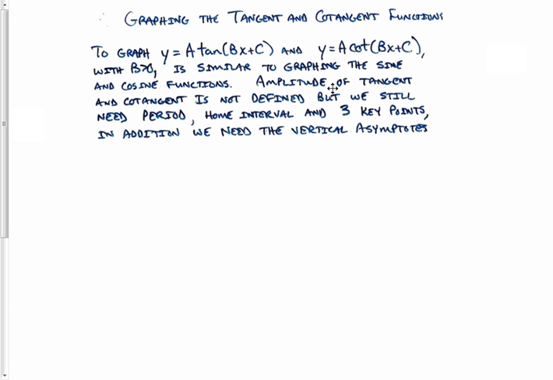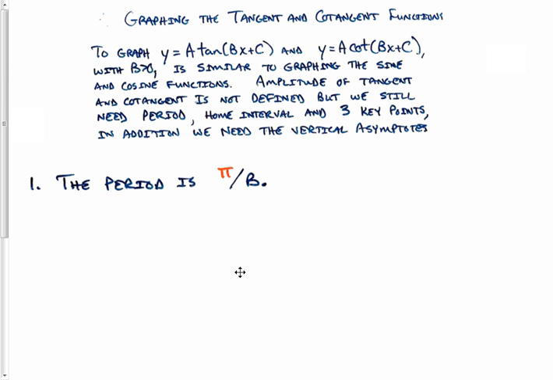In the case of tangent and cotangent, there's no such thing as an amplitude because you don't have a highest place and a lowest place on the graph. But the number a in front will either stretch it out or compress it toward the x-axis. If the absolute value of a is bigger than 1, it'll be stretched out and not as curvy, and if the absolute value is less than 1, it pushes it toward the x-axis, making it stubbier. Anyway, we still need to know the period, and from that we'll calculate the home interval, and we'll go from there. So let's look at what we do here.